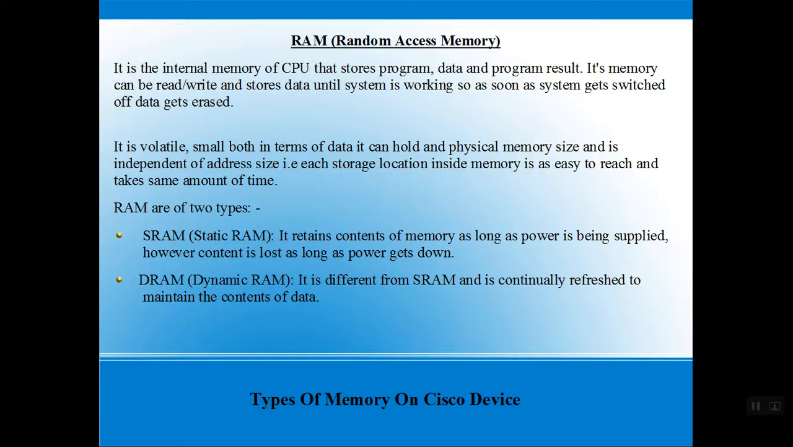time. Now there are two different types of RAM: SRAM, or static RAM, and DRAM, or dynamic RAM. SRAM retains the contents of memory as long as power is being supplied. However, content is lost as soon as power goes down. Dynamic RAM is different from SRAM and is continually refreshed to maintain the contents of data.